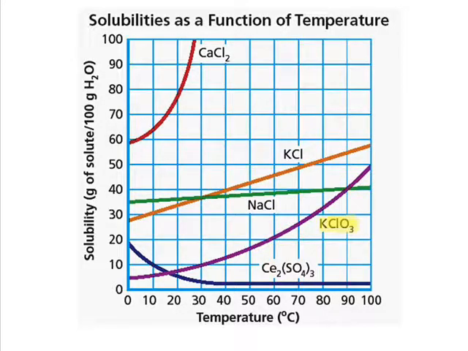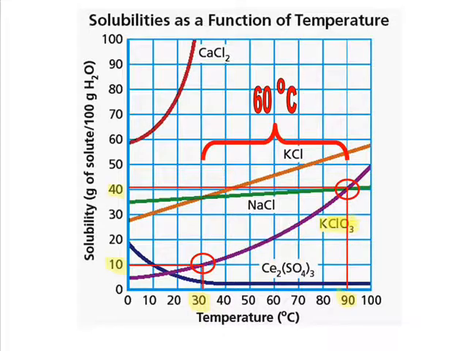Now let's take a moment and examine potassium chlorate. You can see that the line for potassium chlorate arcs upwards as the temperature increases. At 90 degrees Celsius, we can dissolve roughly 40 grams of potassium chlorate. At 30 degrees Celsius, we can dissolve roughly 10 grams of potassium chlorate. This means that a 60 degrees Celsius temperature change from 30 degrees to 90 degrees results in a 30-gram increase in the amount of solute particles you can dissolve for potassium chlorate.